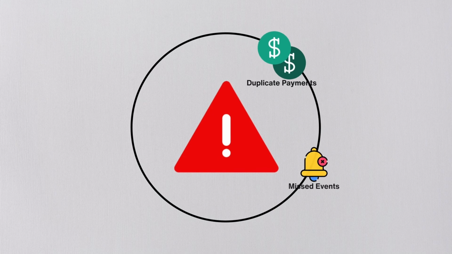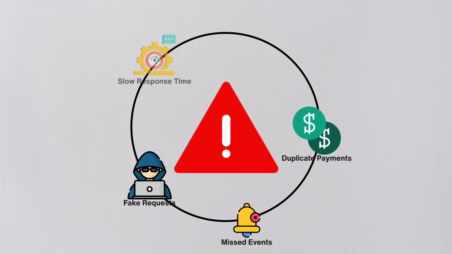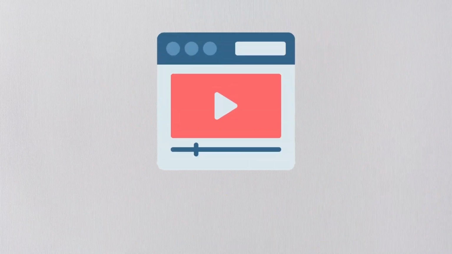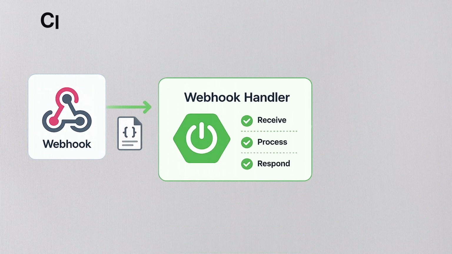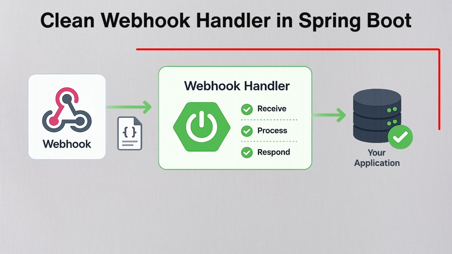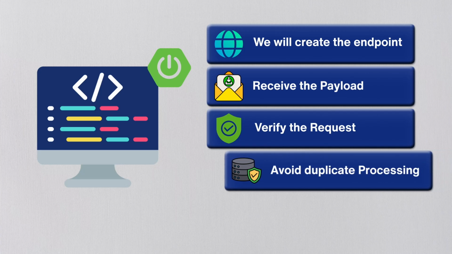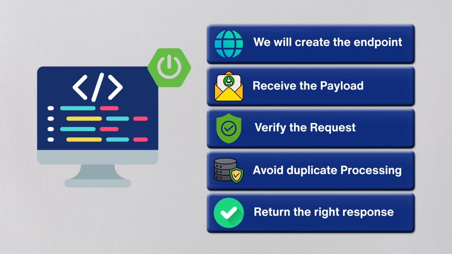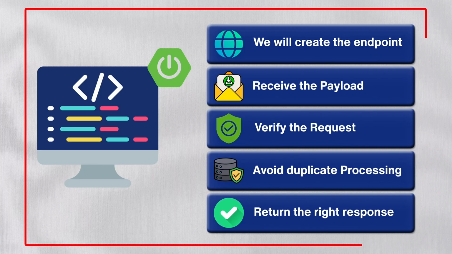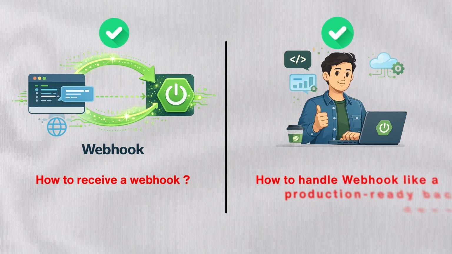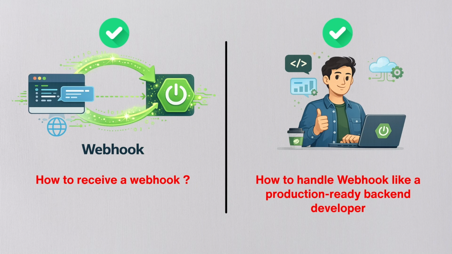Here is the problem. If you handle webhooks the wrong way, you can end up with duplicate payments, missed events, fake requests, slow responses, or production bugs that are very painful to debug. So in this video, we are going to build a clean webhook handler in Spring Boot. We will create the endpoint, receive the payload, verify the request, avoid duplicate processing, and return the right response. By the end of this video, you will understand not just how to receive a webhook, but how to handle it like a production-ready backend developer.